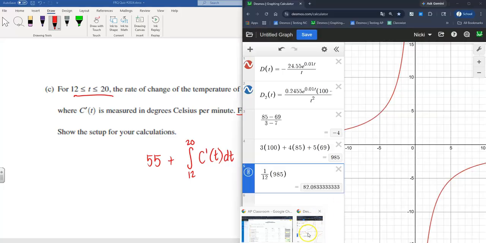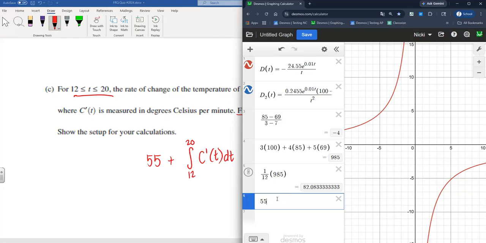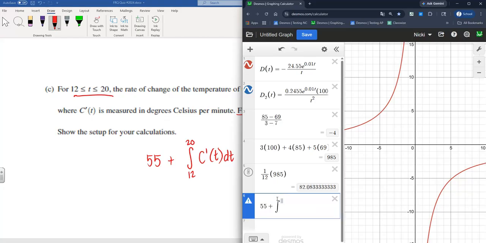So I have already put, I called it D and D sub 2 because it will not work if you put C prime in. I use D for derivative there. Use whatever you want for letters, but if you try to type in C prime and then integrate it, I don't think it works. So I'm going to have 55 plus the integral from 12 to 20 of D of T dt, and I get 40.329.